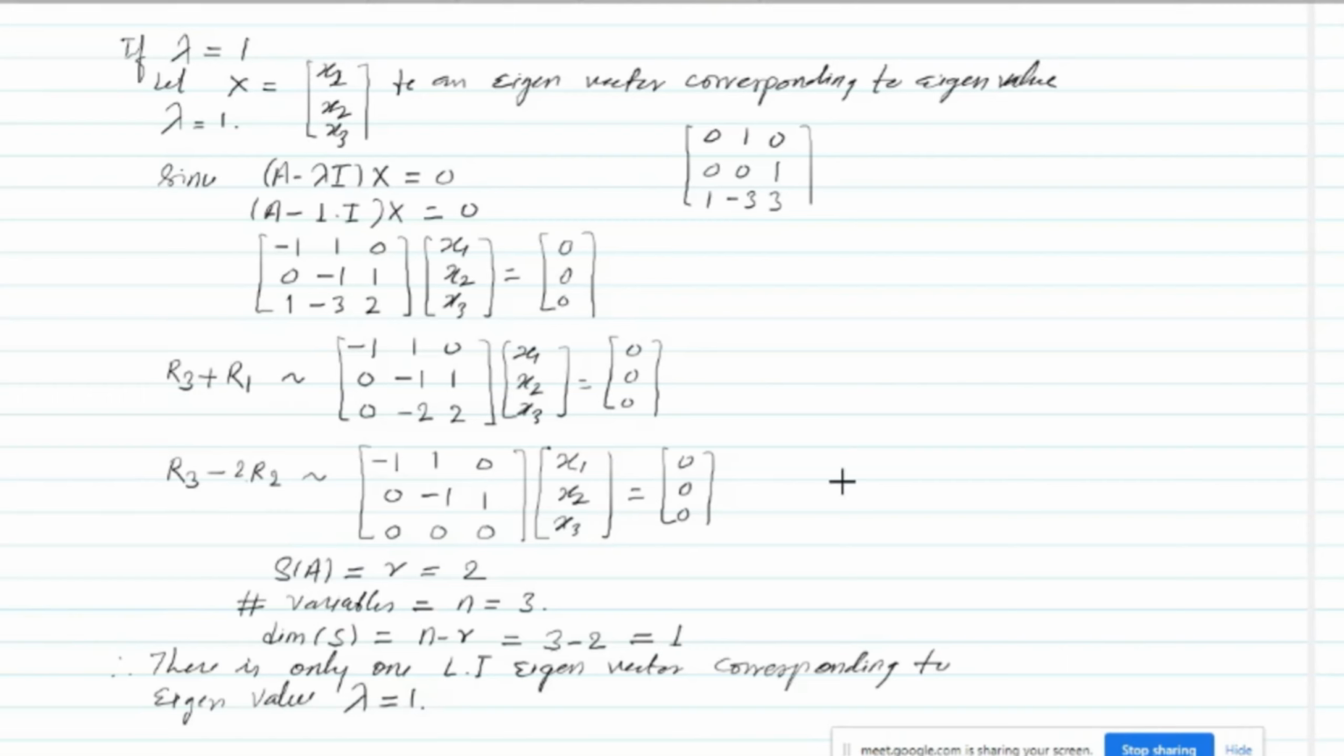Just multiply this. So you will get minus x1 plus x2 plus 0 times x3 equal to 0. And from the second row you will have 0 times x1 minus x2 plus x3 equal to 0. Can you tell me this equation? Yes. Now let us move to the next page.